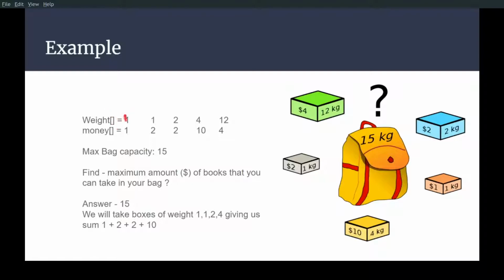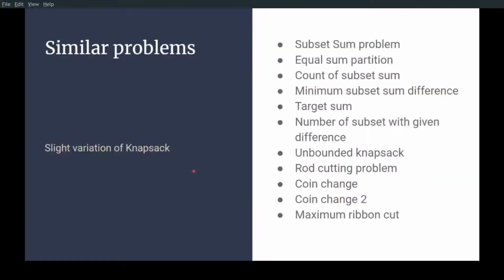Okay, so again, let me formally say one more time. You have a weight array, you have a price array. You want to take these elements such that your total weight will be less than the total capacity given, and your prize money should be the highest possible. So this is our basic question.